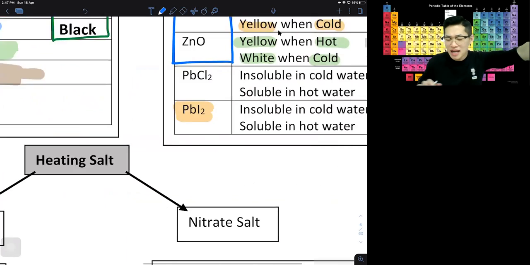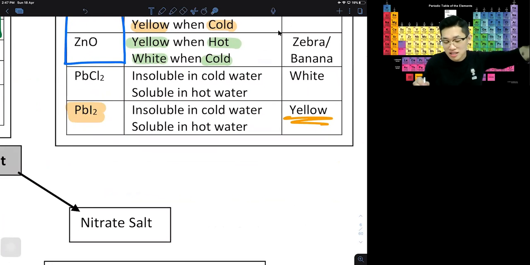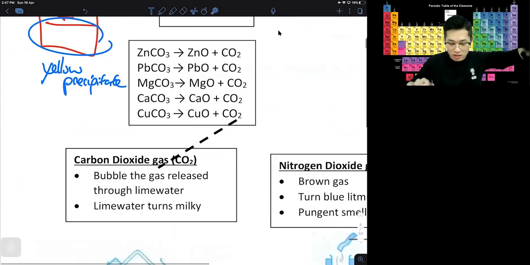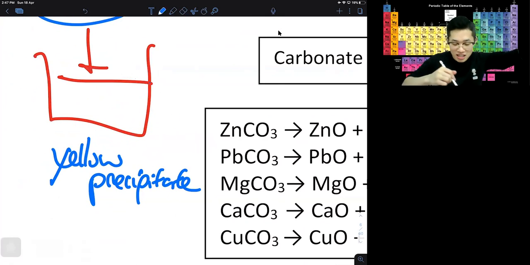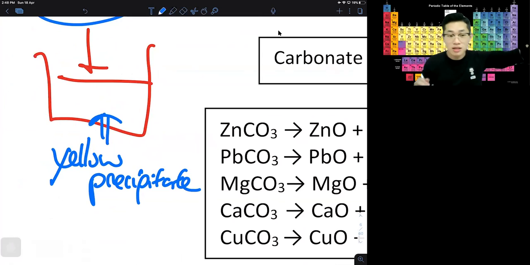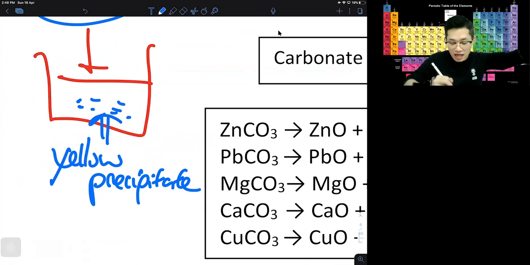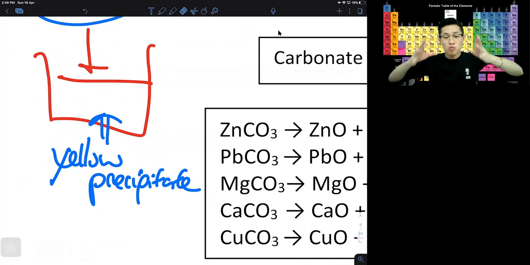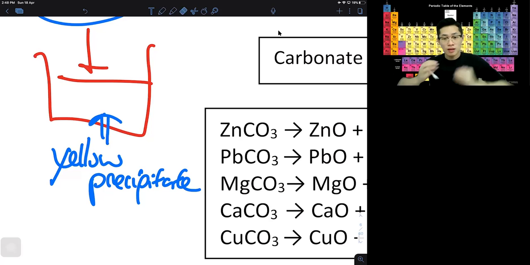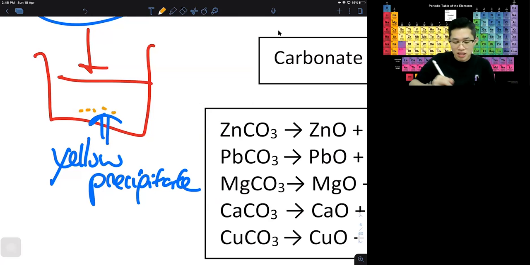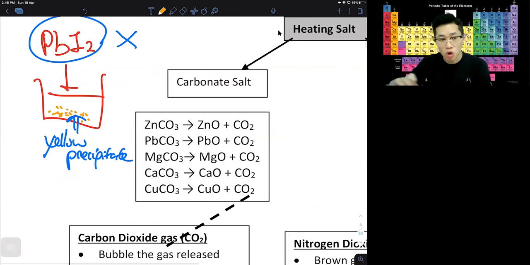But PbI2 and PbCl2 can actually dissolve in hot water. If we heat the water, they will dissolve. And then when you stop heating and the temperature goes down, the solid PbI2 will reappear again. So this is the meaning of dissolve in hot water, but insoluble in cold water.